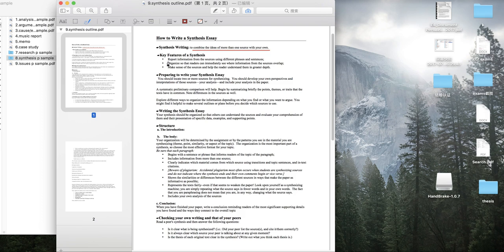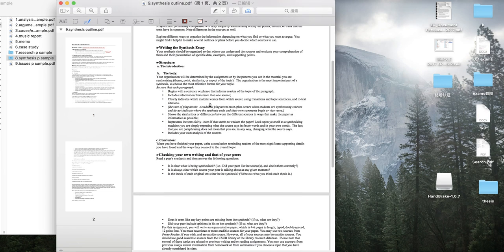First of all, you need to report the information. Right? You need to organize it so that readers can immediately see where information from the sources overlap. Did you see the keyword? The keyword of the synthesis thesis is overlap. And you need to make sense of all the sources. You need to make your readers understand it. Right?